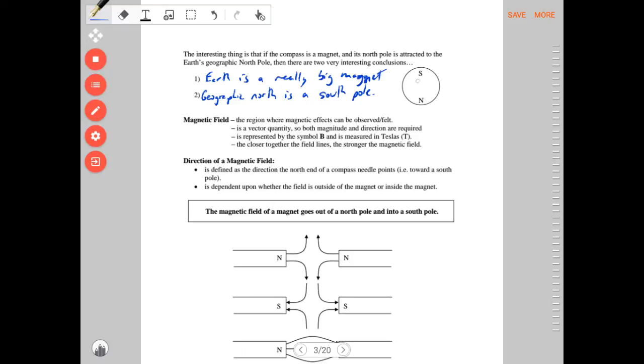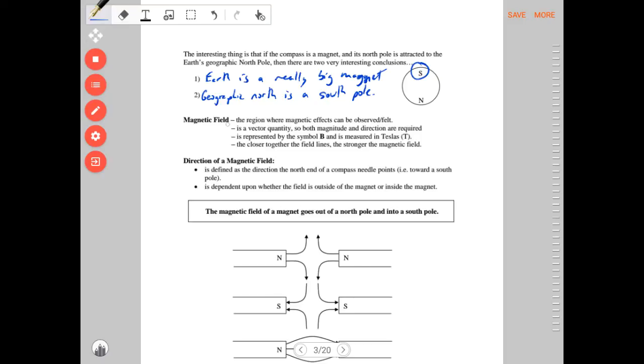Isn't that interesting? So if we draw a big picture of the Earth, Earth has a south magnetic pole at our geographic north pole and a north magnetic pole at the geographic south pole. It's backwards. It's kind of crazy. But there it is.